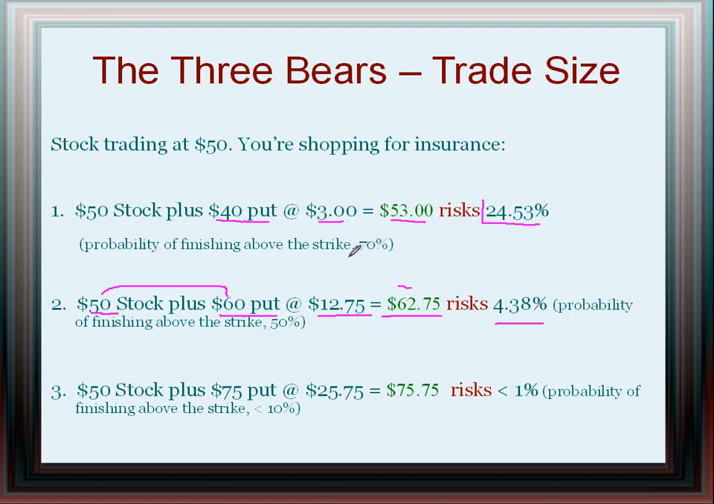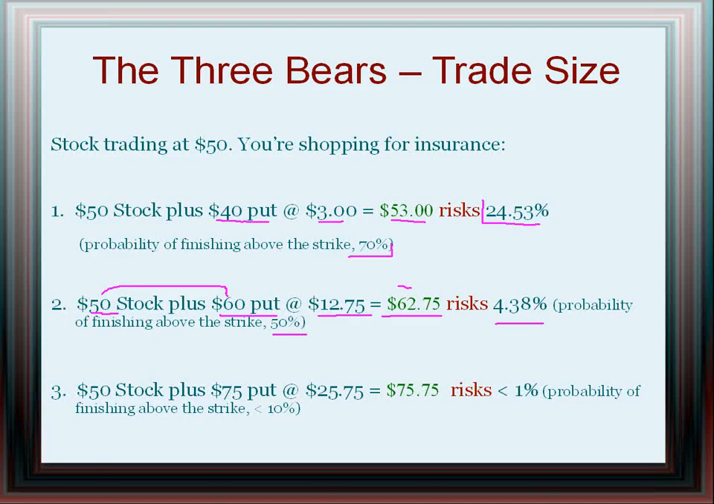So the probability here on that first position is we might expect a 70 to 75% probability that the stock would be trading above $40. Well, that's great, but it's still taking on too much risk. Here, if we have a bullish stock recently, we might be looking at a probability maybe around 35, 40, 50% or so, and that's great.